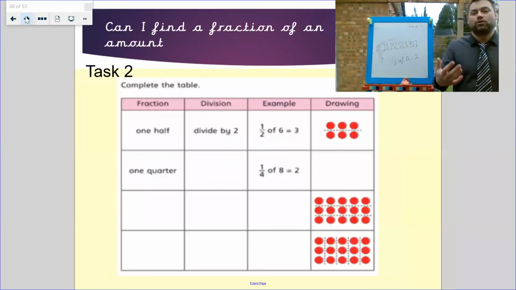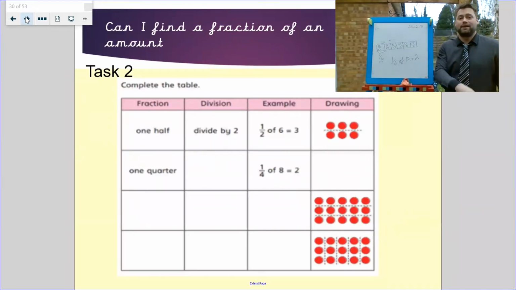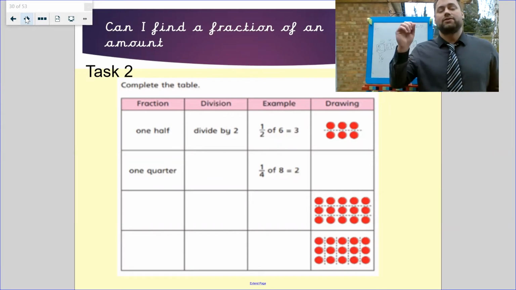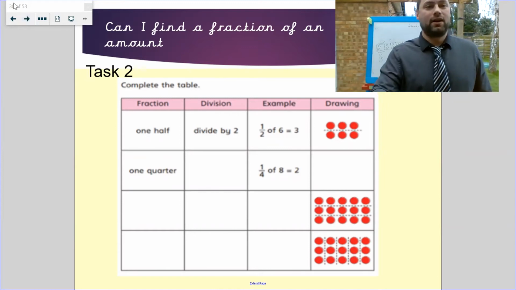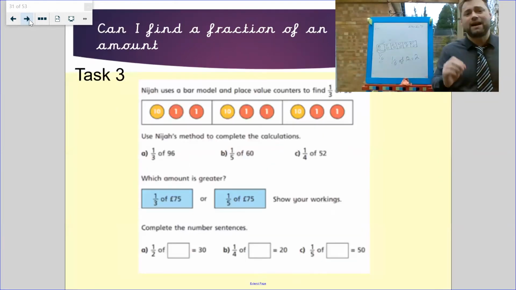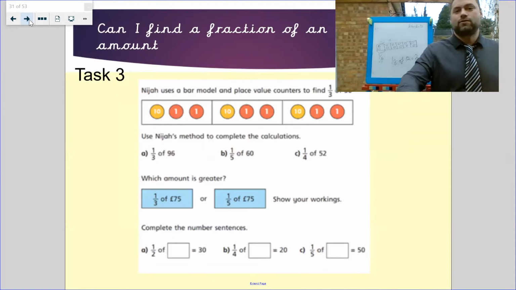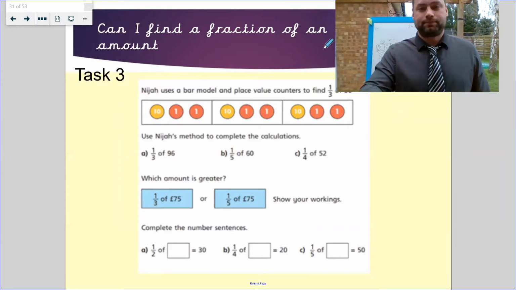For challenge number 2, I want you to complete this table. Now the resources are on the Teams page, so have a look if you want to do this one. This one is a little bit more challenging. You have to complete the table though to make sure you get the correct answers. And then for challenge number 3, you need to do these questions here.